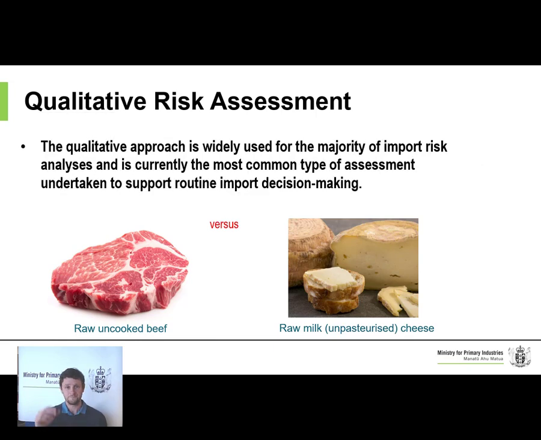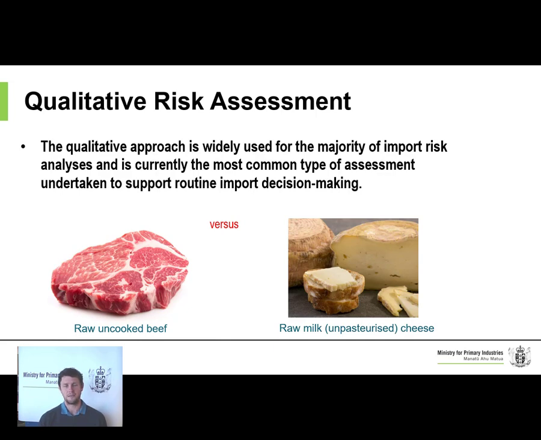Come on, right. And as we noted earlier on, the qualitative risk assessment approach is probably widely used for the majority of our import risk analysis because it is easy to understand and easy to explain from a negligible, low, medium, high perspective, and is currently the most common type of assessment undertaken to support routine import decision making. It's the same using our driving example. When I hop into my vehicle, I say, well, the likelihood of me having a crash is low.